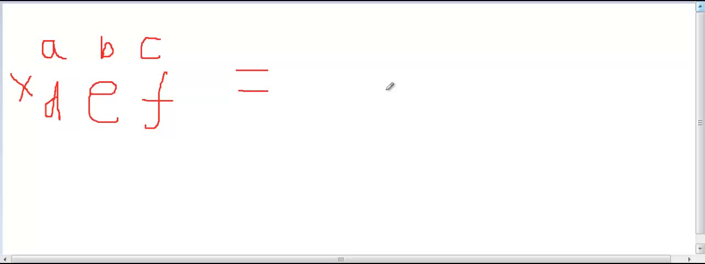How? The rightmost digit will be the multiplication of C and F. C multiplied by F. This will be the rightmost digit. Okay, let me bracket it so that it will be separated. The second digit will be the multiplication of these numbers, added to the multiplication of these two numbers. Both will be multiplied and then added.